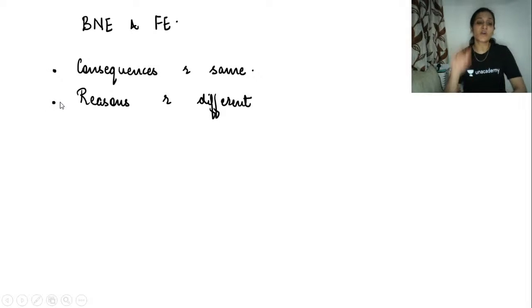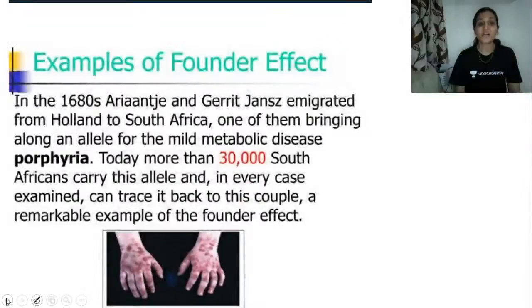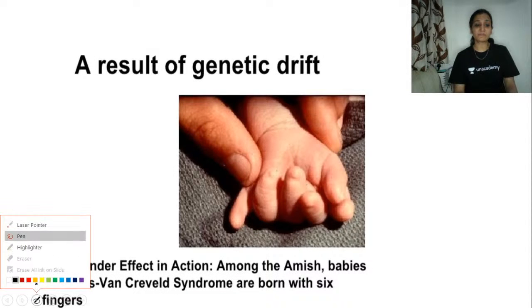Now, when we are talking about bottleneck effect and founder effect, we have seen beautiful examples of bottleneck effect. That is the northern elephant seal, and we have seen cheetahs. Then we have seen antibiotic resistance in bacteria, or rather how the bacteria are wiped out by antibiotics. Now let us have a small discussion on the examples of founder effect also. So this is one of the examples of founder effect.